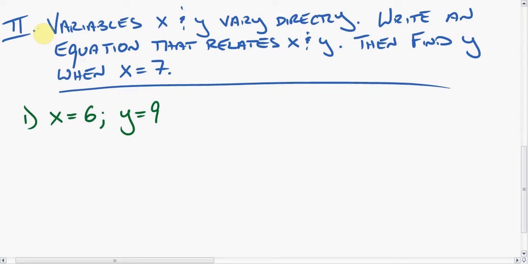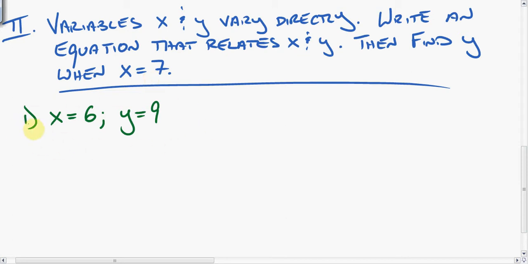This is section 2.5 part 2. We are still working with direct variation, and we can see that variables x and y vary directly. So whenever you see directions telling you that two variables vary directly, that's essentially the problem telling you you have direct variation. So we want to write an equation that relates x and y. And then once we do that, we're going to find the value of y when x equals 7.